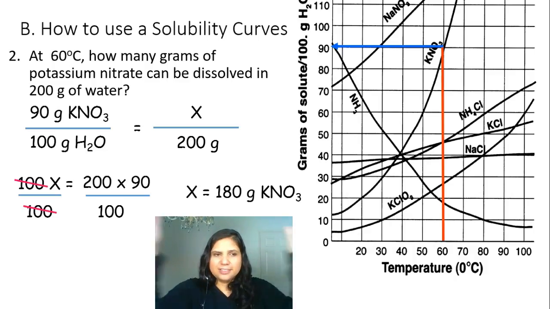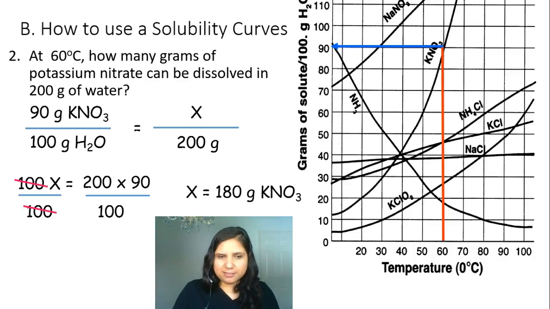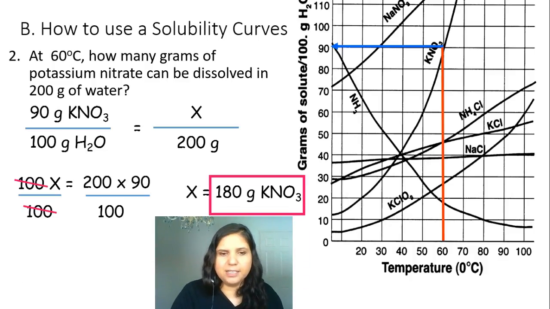Okay, now the proportion is not necessary when you have something easy like this, 200 grams, but it is necessary when you are doing something that's an odd number, strange number. All right.